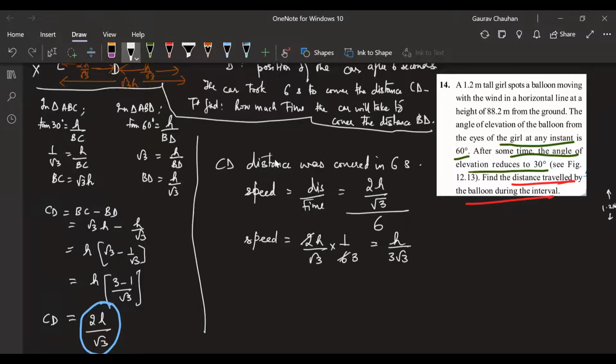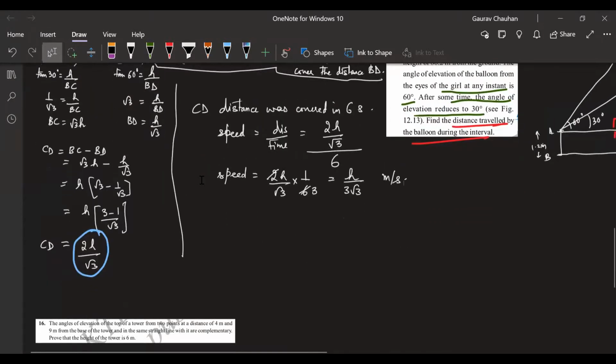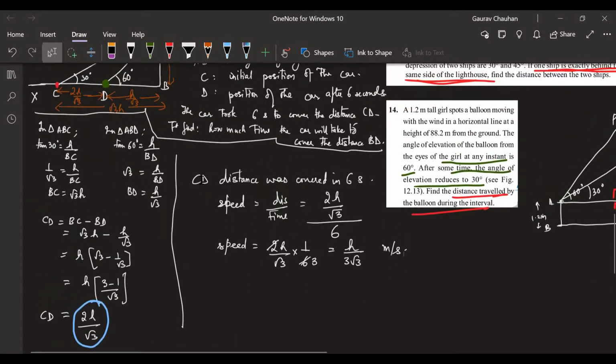H by 3 root 3. You can write it as meters per second, or even if you leave it, it's fine. Okay, finally, when you write the answer, you write the correct unit. But be careful what the unit is here. I guess it has become speed here. Let me write the units in green so that you're clear what's going on. This is meter, this is meters per second.